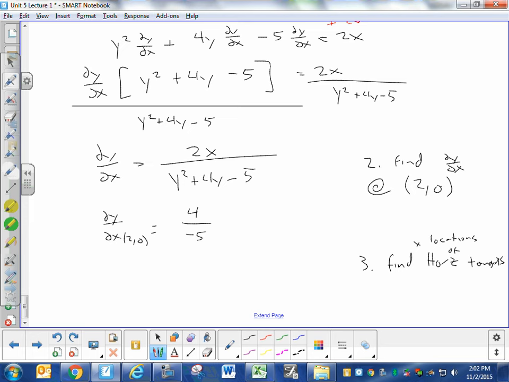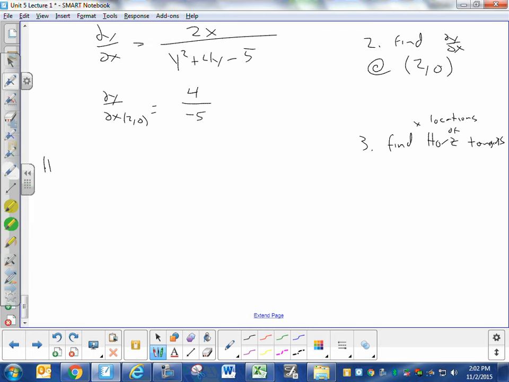Well, I have a fraction for my derivative. If I have a fraction for a derivative, what do I need to do to set the derivative equal to 0? What do I have to worry about? Just what? Just the numerator. Great. So I just have to set 2x equals 0, and I get when x is 0.